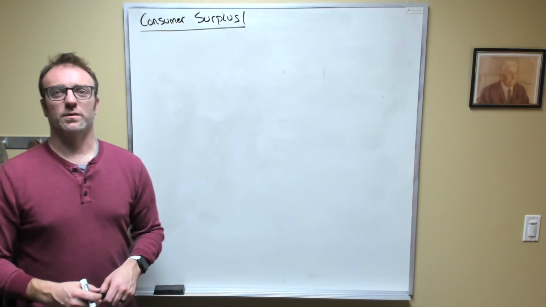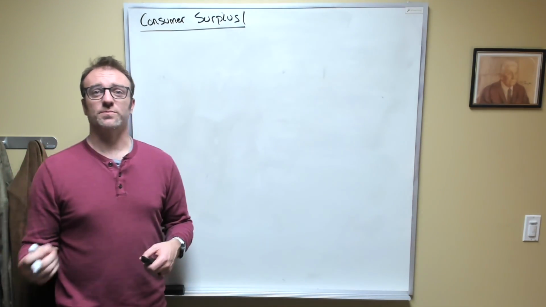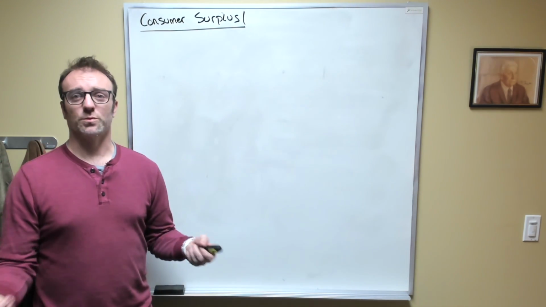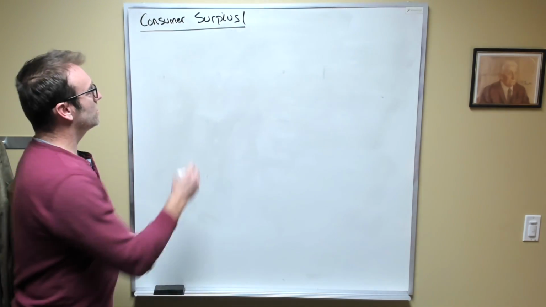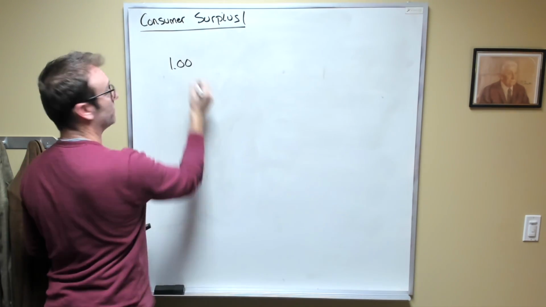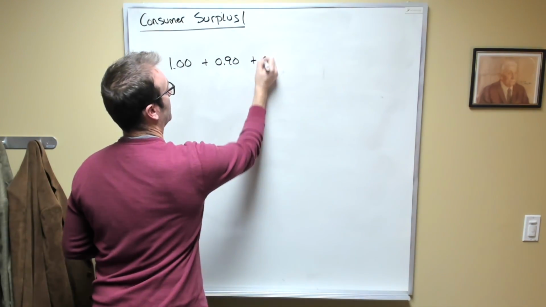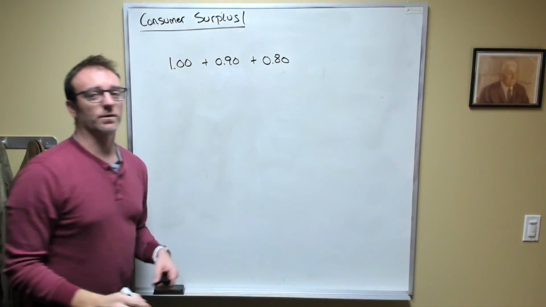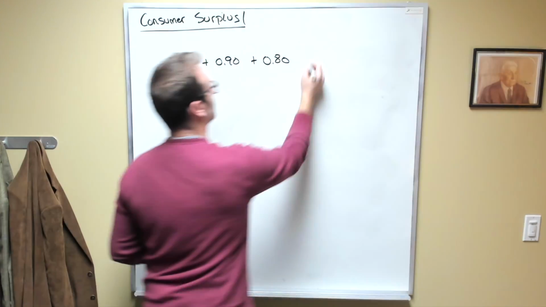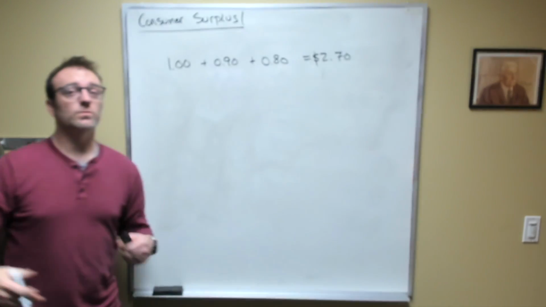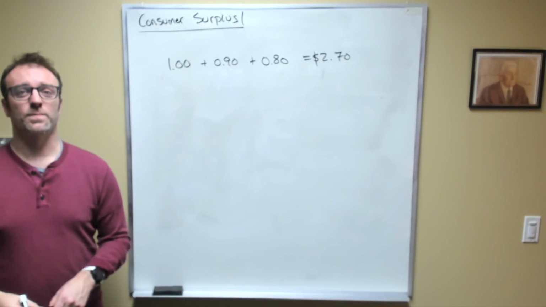So for example, if the price of milk were 80 cents per quart, then this person that we discussed earlier would purchase 3 quarts of milk. But those quarts were worth $1 for the first one, 90 cents for the second one, and 80 cents for the third. That gives us a grand total of $2.70 of personal worth to this consumer.